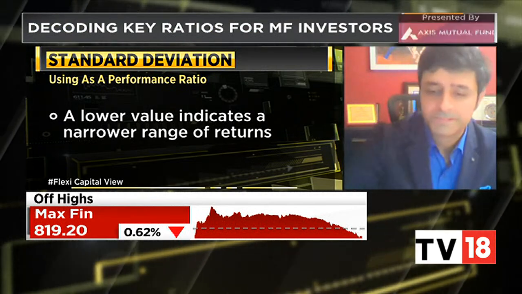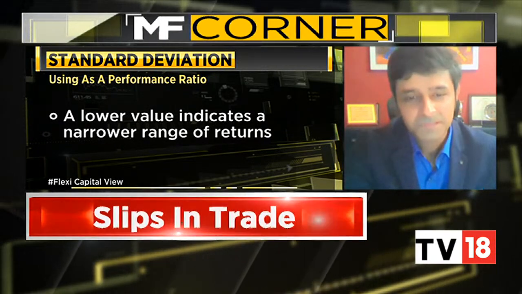Okay, fair enough. But Nasser, how would this differ from, say, something like a Sharpe ratio, which is also used to figure out how much risk is there in that scheme?